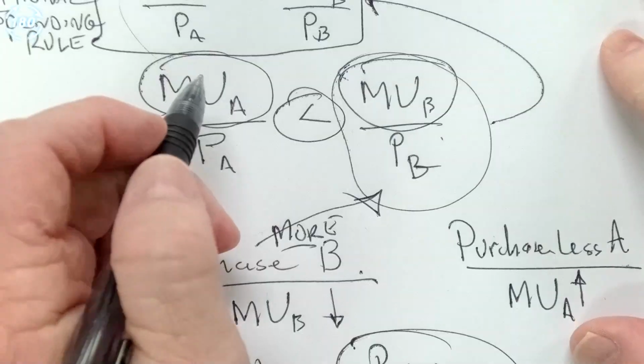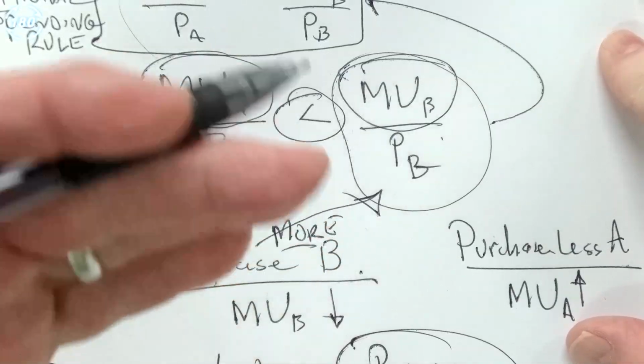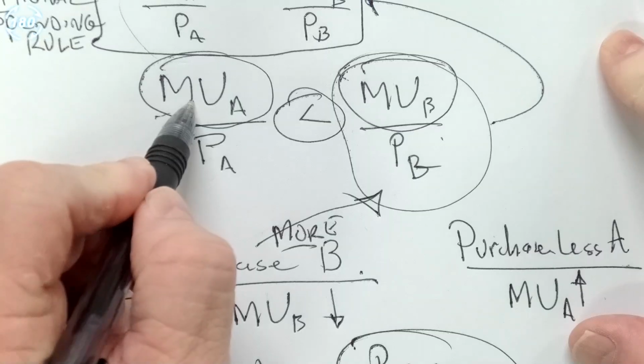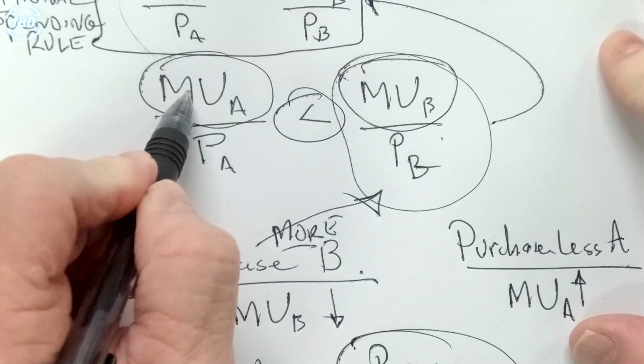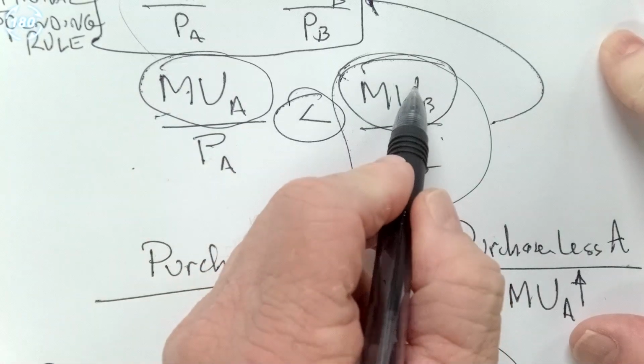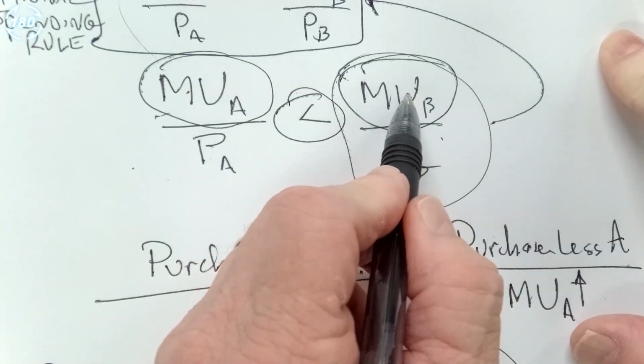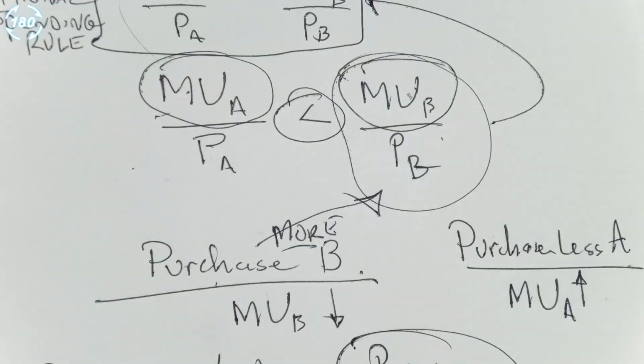It shouldn't be just, oh, I've got to get equality here. The linkage is you drive this fraction up by driving the numerator up. You drive the numerator up by consuming less A. Down here, you drive this numerator down to drive the fraction down by consuming more B. And that's the law of diminishing marginal utility.